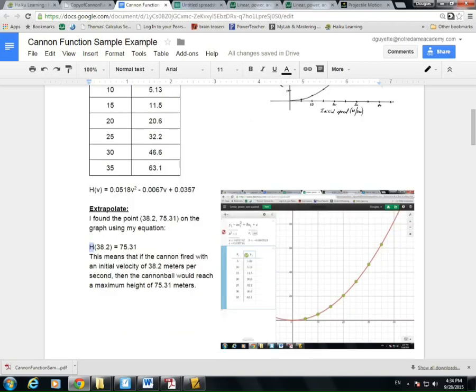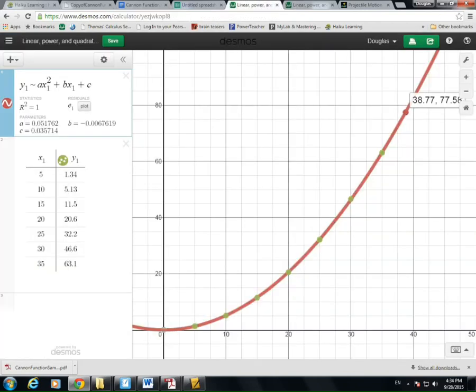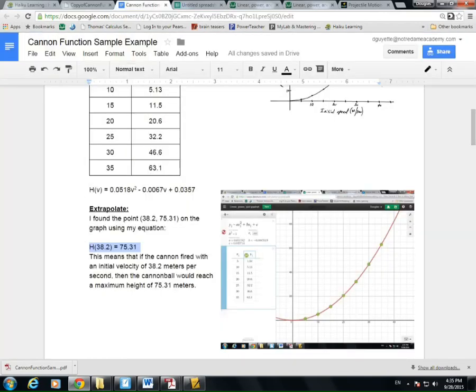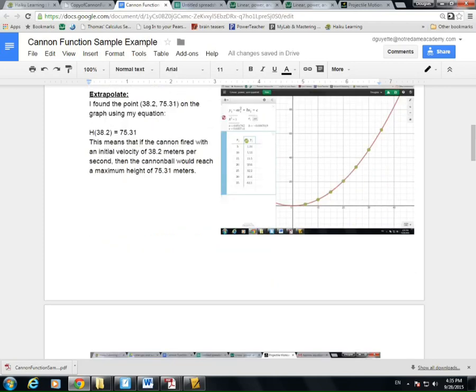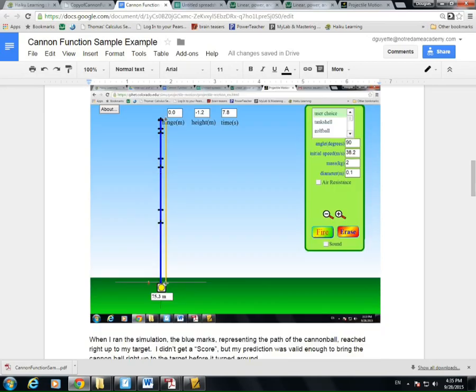So this is an interpretation of what should happen, and it's based off of what I learned from looking at my graph. Now, in order for this to have any real benefit, I want to know how accurate my equation is for predicting what's going to happen. So I went back to my simulation and I set up the 38.2. 38.2 was the velocity that I was curious about, and I kept the angle the same, and I kept the cannon on the ground, and here's what I did.